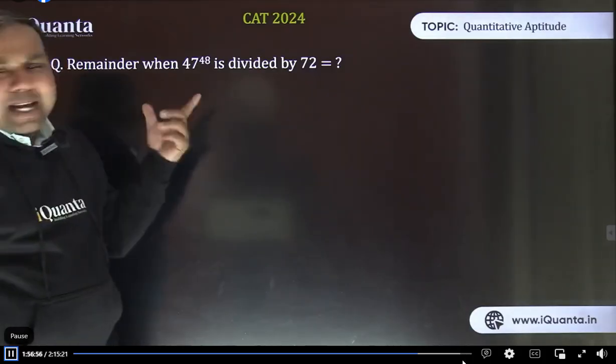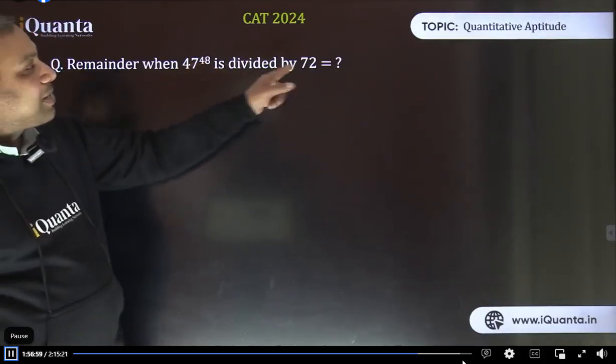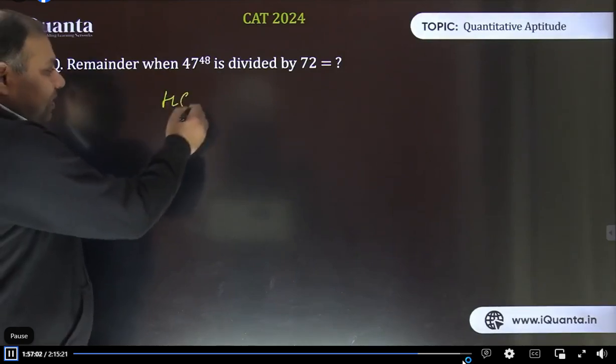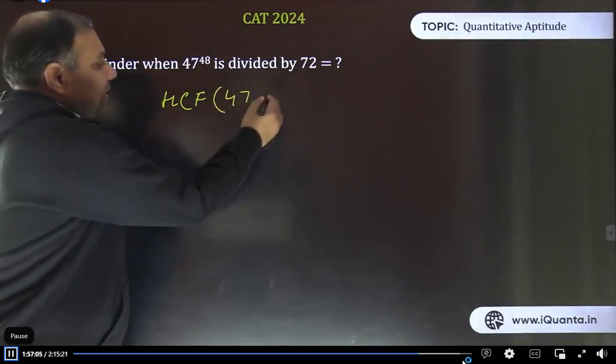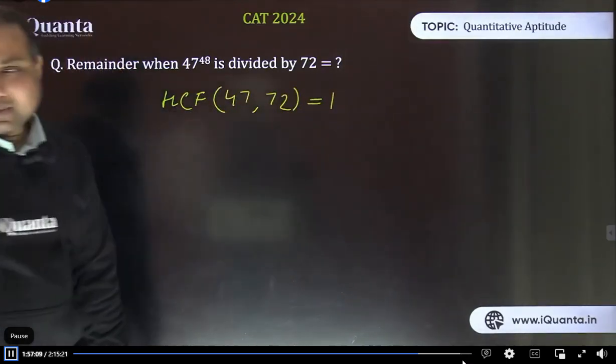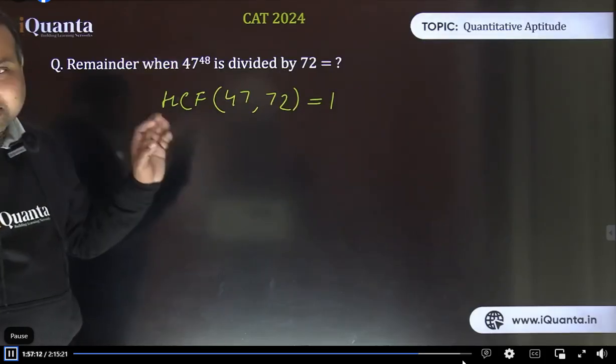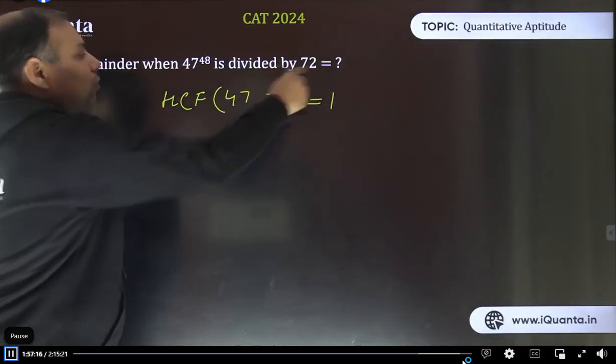First step, tell me, can we apply Euler's theorem here? That means 47 and 72, are they co-prime? Yes. HCF of 47 and 72 equals 1, right? So we can apply the theorem. Next step, I need to calculate the Euler number for this 72, the divisor.